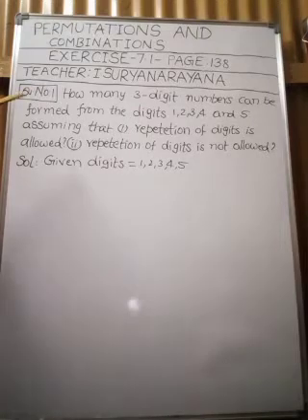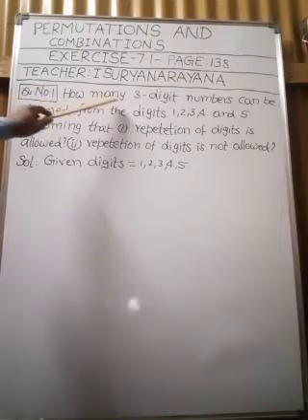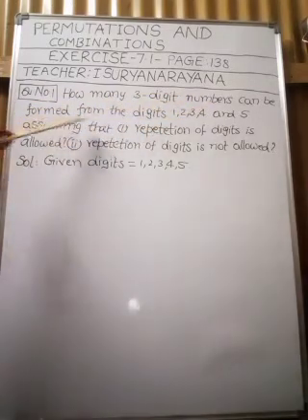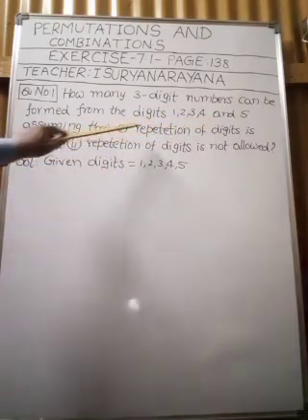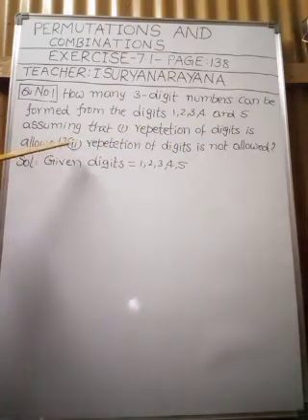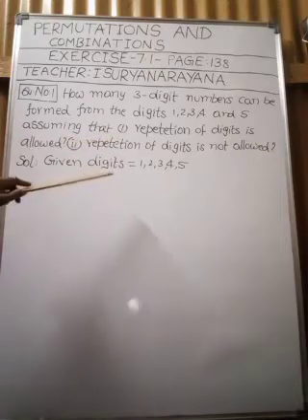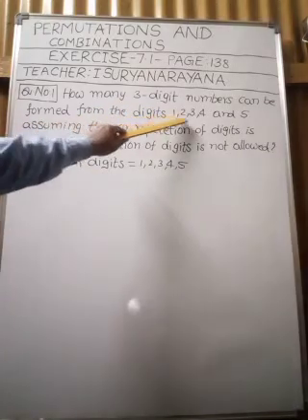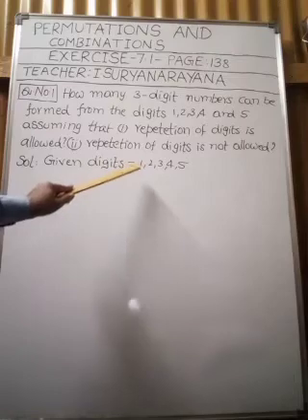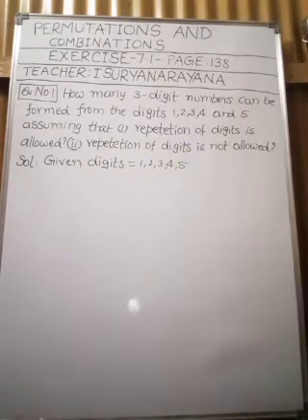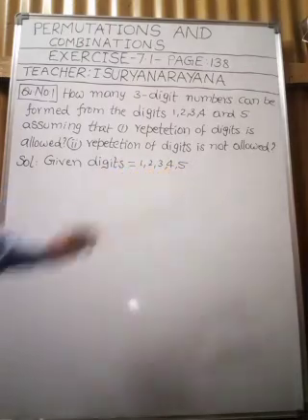Okay, my children. Right. Come to the first question in this exercise. How many three-digit numbers can be formed from the digits 1, 2, 3, 4 and 5, assuming that repetition of digits is allowed and repetition of the digits is not allowed. Two types of questions are given here. What are the digits given here? 1, 2, 3, 4, 5. 5 digits are there in our hand. We have to write 3-digit numbers by using these 5 digits.